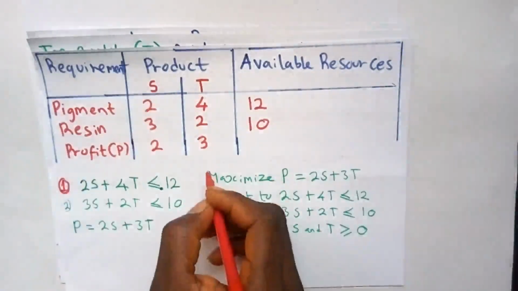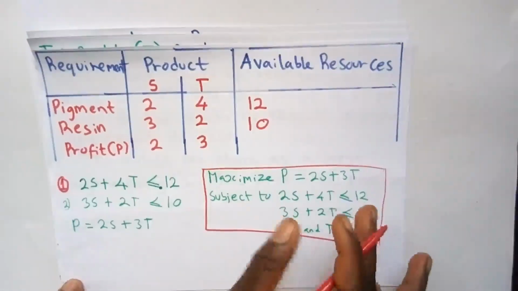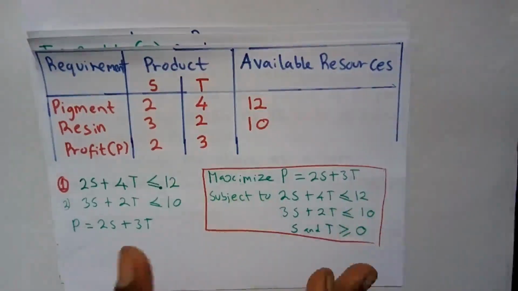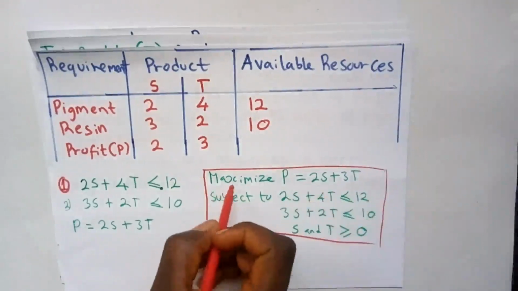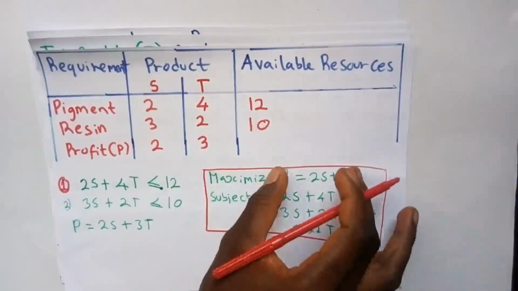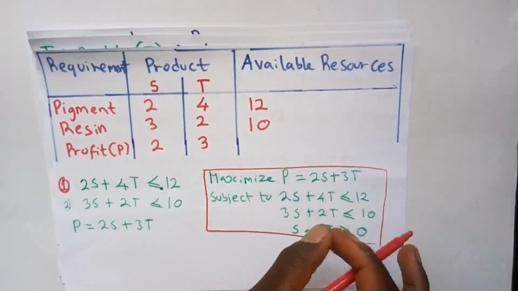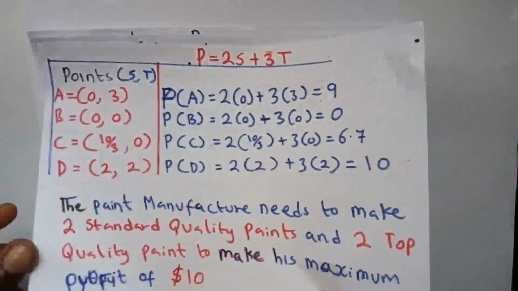Okay guys, this is what we are trying to get. With this, we can now solve using any of the methods, the graphical method, the simplex method. In this video, our main objective is to get the objective function and the equations of the constraint. So when you are done with this, you will get this as your answer.